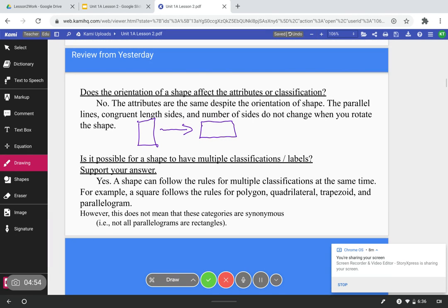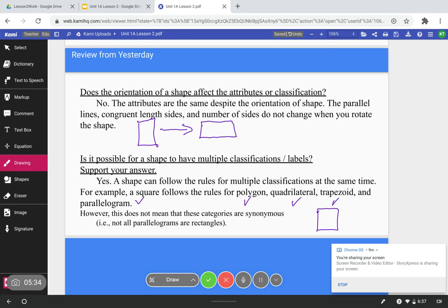Is it possible for a shape to have multiple classifications or labels? Yes. A shape can follow the rules for multiple classifications at the same time. For an example, a square follows the rules for a polygon, quadrilateral, trapezoid, and parallelogram. So let's go over those rules really quickly. The rules for a polygon, remember, it must have at least 3 sides. Well, a square meets that because it has 4 sides. So it is a polygon.